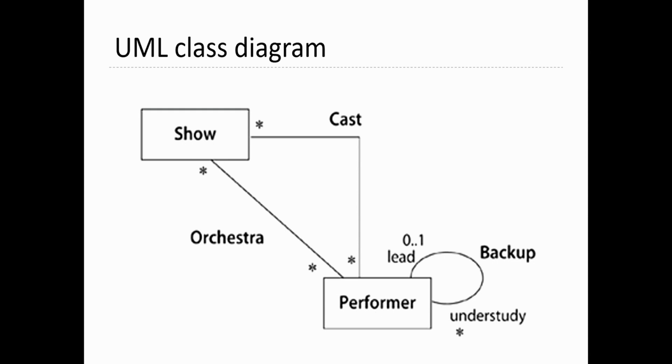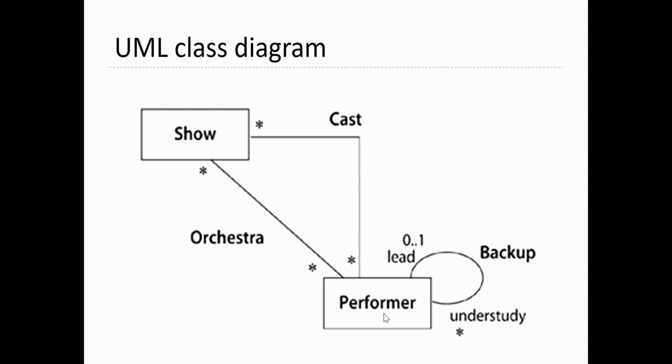So here you can see an example of association, where Show has an association relationship with performers, and performers also have an association relationship back to shows. The same thing is true of cast. Each show might have 0 or more members that are acting, and each actor might belong to 0 or more shows.